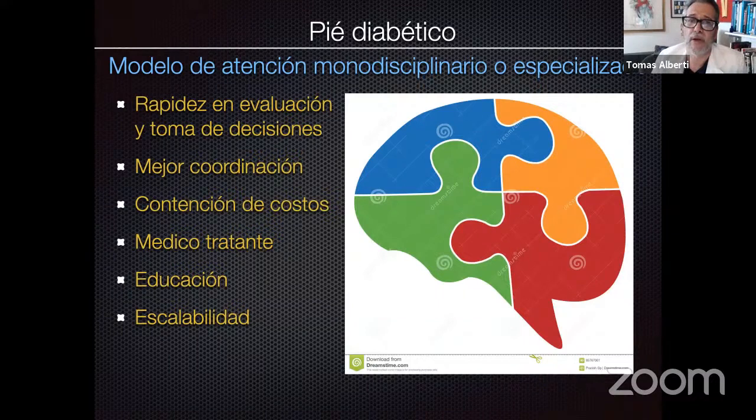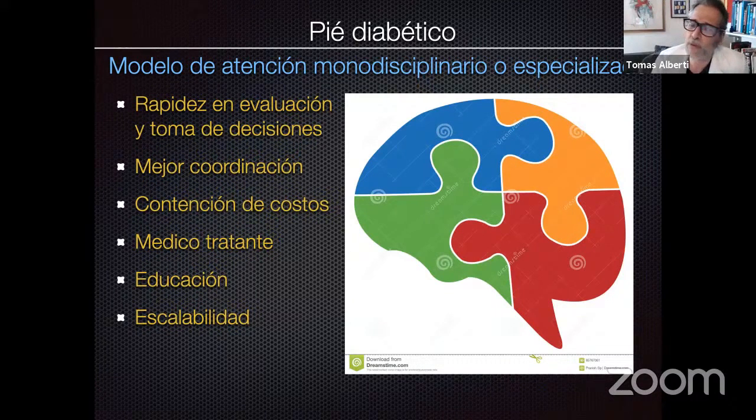Salvamento de miembro, en enfermedades vasculares del miembro inferior, no definida de acuerdo a métodos de tratamiento, sino definida de acuerdo a enfermedades y objetivos. ¿Cuál es la ventaja de hacerlo así? Rapidez en evaluación y toma de decisiones, mejor coordinación, contención de costos. El paciente sabe quién es su médico tratante. Muchas veces en un equipo multidisciplinario, el paciente no tiene claro quién lleva la batuta, quién realmente es su médico.